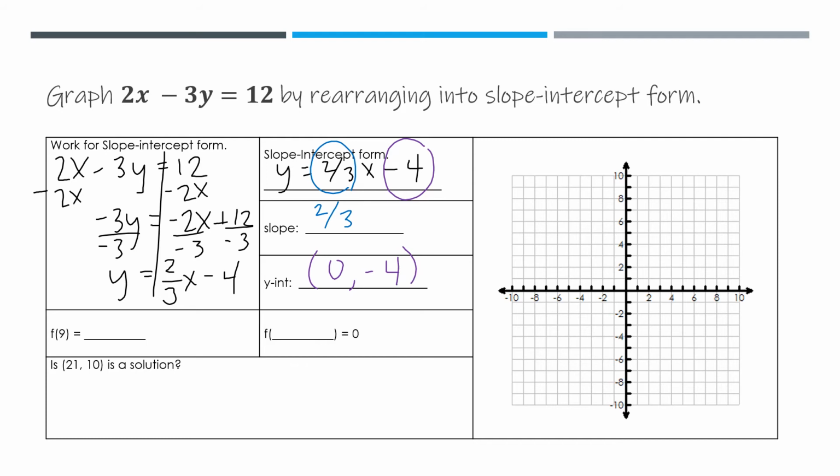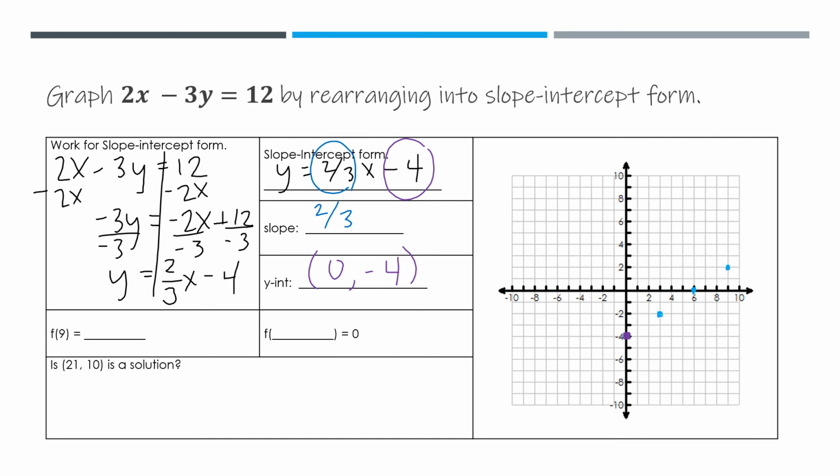So now to graph that, we want to start always with our y-intercept. So we're going to plot a point at -4. And then my slope is rise 2 and then run 3. And it's going in a positive direction. Rise 2, run 3. Rise 2, run 3.